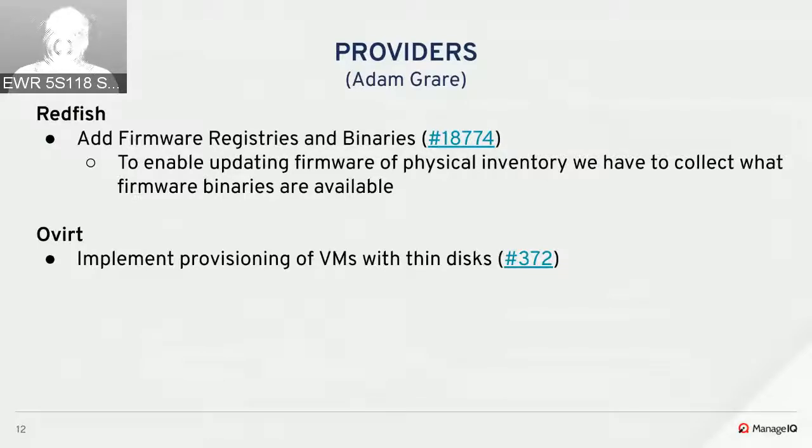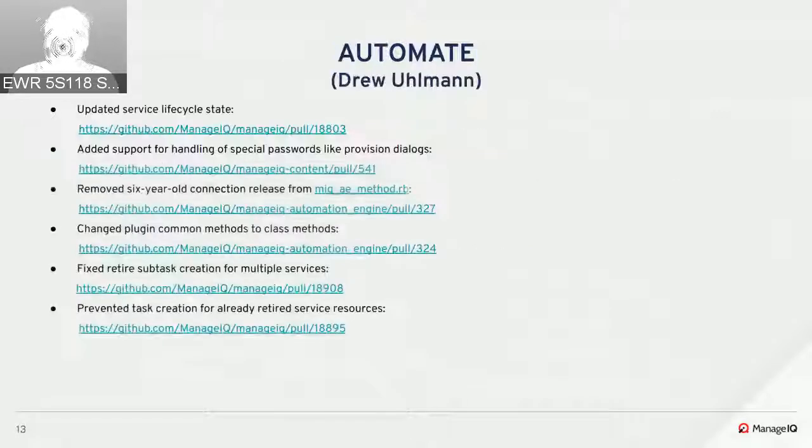Thin disks isn't exactly correct. That's what the PR said, but it actually is essentially a linked clone on VMware, where the VM you're provisioning is dependent on the template, and only writes are added to the VM. So they added that feature. They called it dependent versus independent disks on oVirt. So now you can select that option when provisioning. And next slide, over to Drew, I think.